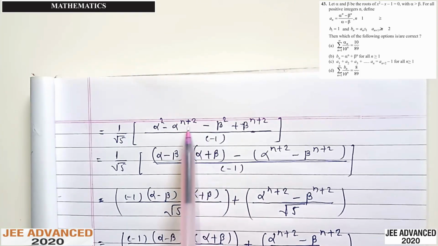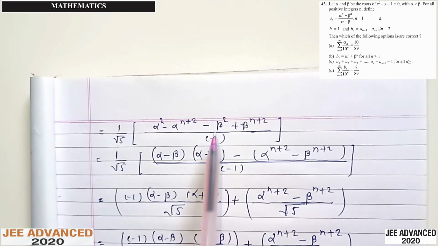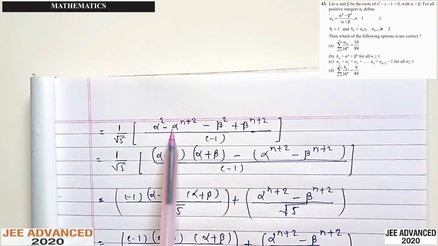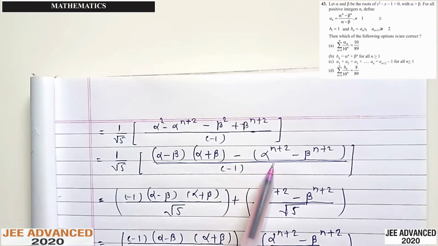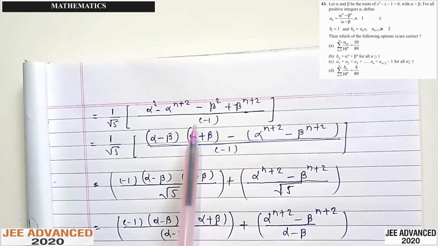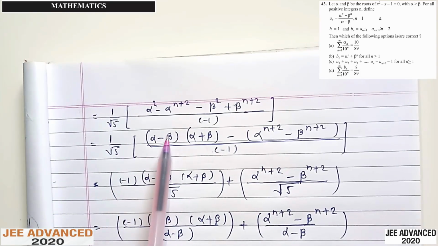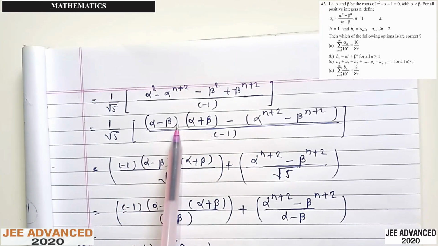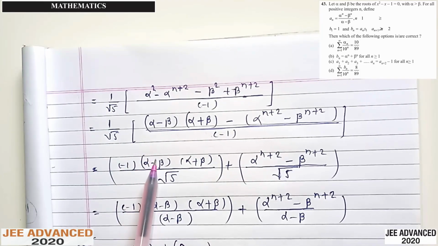Alpha square minus beta square: how can we write a square minus b square? a minus b, a plus b. Similar way, alpha square minus beta square, minus alpha raised to n plus 2 plus beta raised to n plus 2, take the negative sign common, you will get under the bracket this term. So minus 1 here, that is the value for alpha minus beta, and alpha plus beta. So here go for the further value. Alpha minus beta is a minus, alpha plus beta is a minus 1, alpha minus beta as it is.